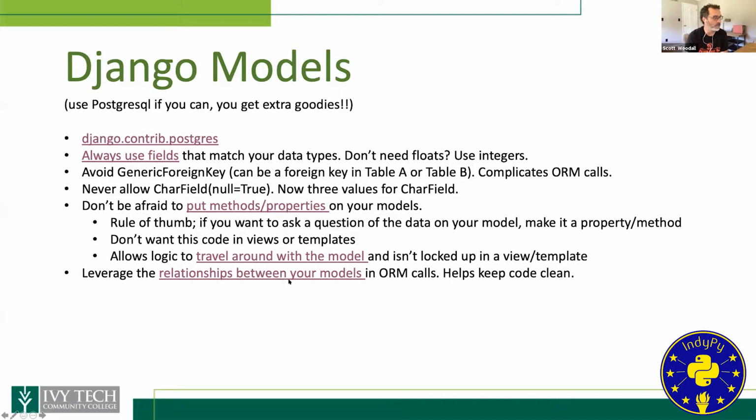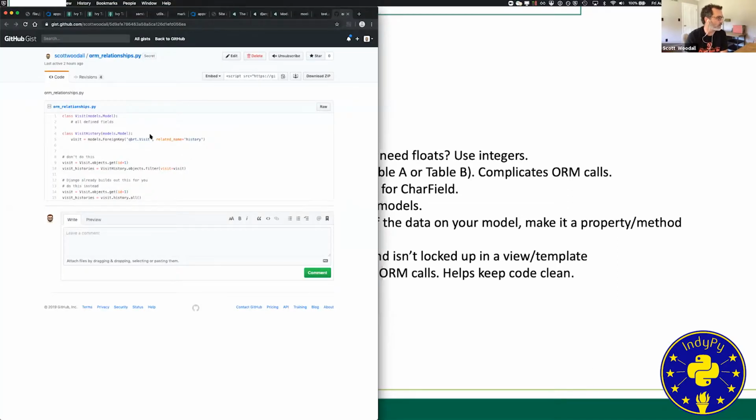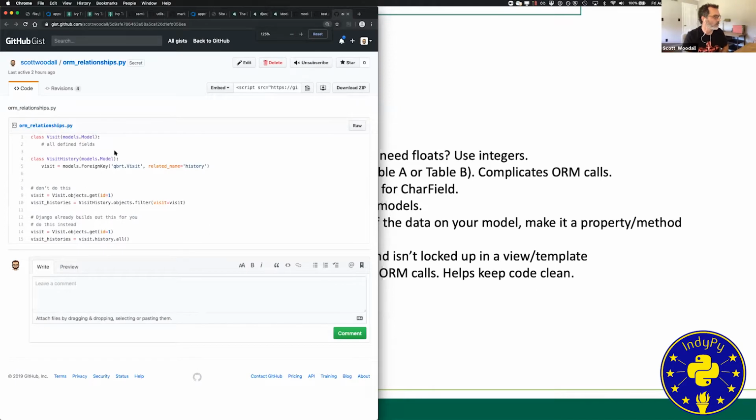Leverage the relationship between your models. A common one that I see is, let's say we have two distinct models: a visit model and a visit history model, and the visit history model has a foreign key defined on the visit model. A lot of times I will see someone grab a model and then turn right around and use the visit history objects filter and filter on the visit itself. Django builds out the ORM stuff for you already, so you are able to leverage the relationships that the ORM builds up for you. You don't need to import visit history if you want to know all the history objects for a specific visit. It's already hanging off of the model itself.